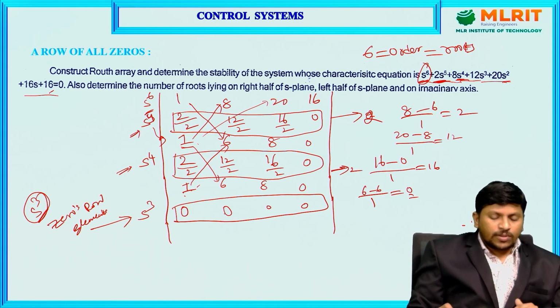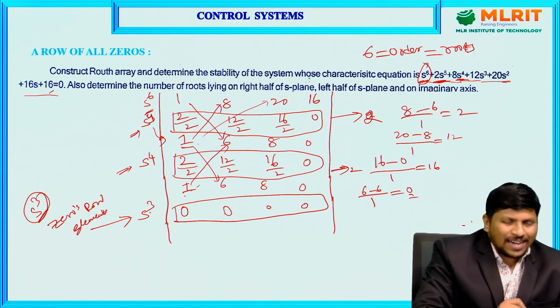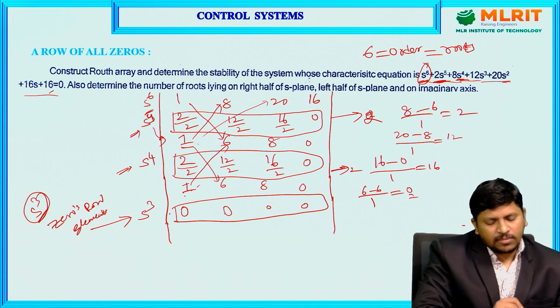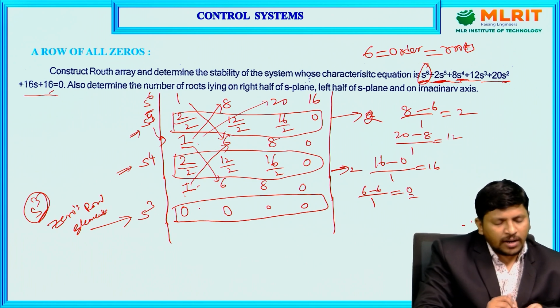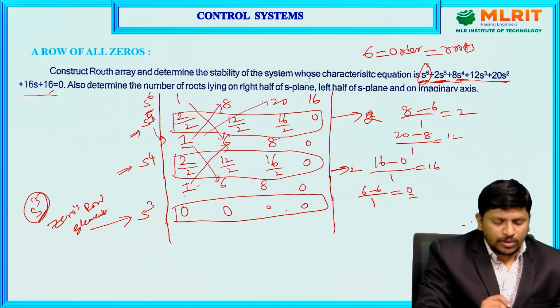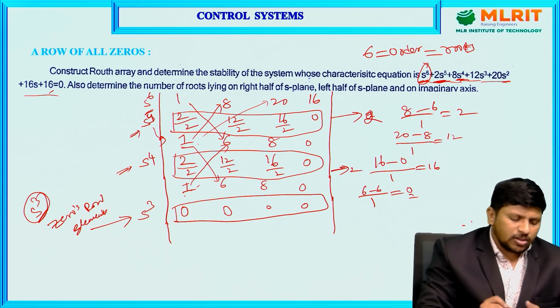Okay, so observe, an odd power of s term is going to get the zeros row. See here, s cube is an odd power. So what is the value we are going to get? 0 only. We got 0, 0, 0. So all are zeros for the s cube row.